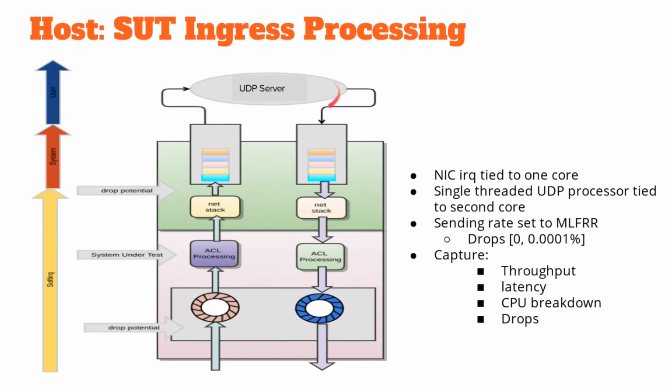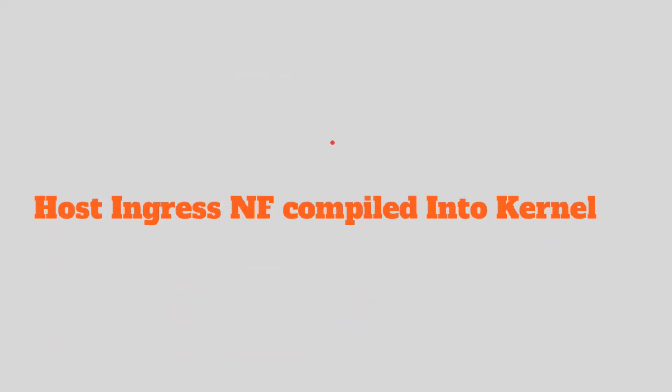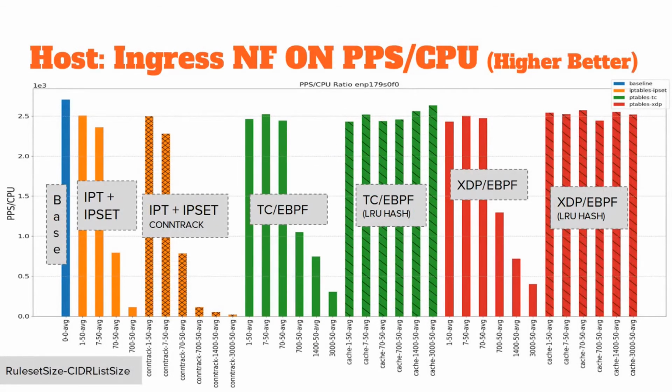If it's a UDP server, the response comes back out. Okay, so if we're testing Ingress, this will be in there. If we're testing Egress, that will be there. So just as a reminder, we did tie the IRQ to one of the CPU cores, and we bound the server or the client, depending on the test, onto the other core. So we're only using 2 cores, right? Okay, so let's see some results.